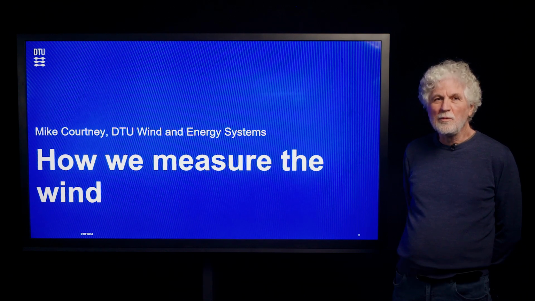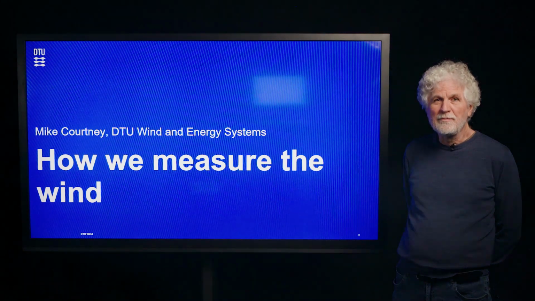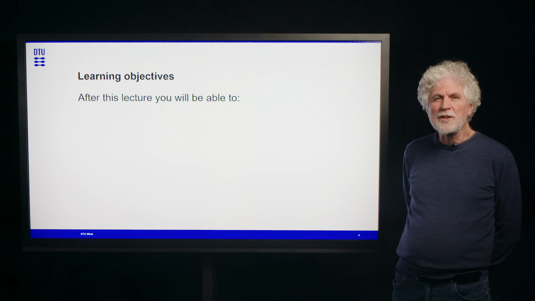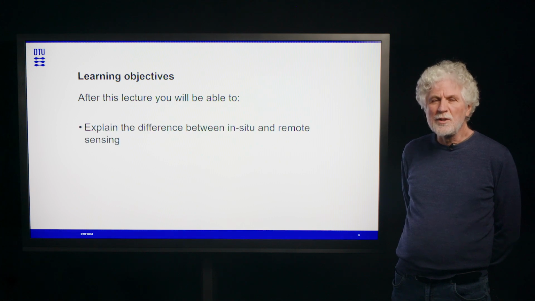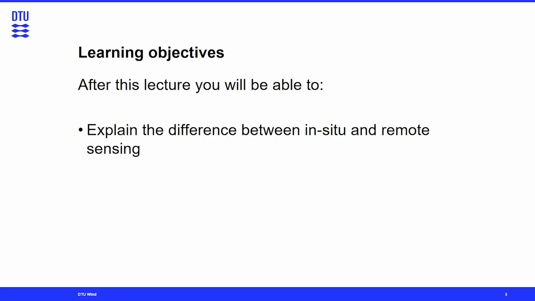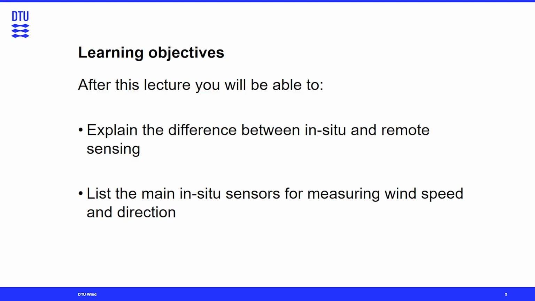In this lecture, we will investigate how we measure the wind. After this lecture, you will be able to explain the difference between in-situ and remote sensing, list the main in-situ sensors for measuring wind speed and direction, and describe how these sensors function.